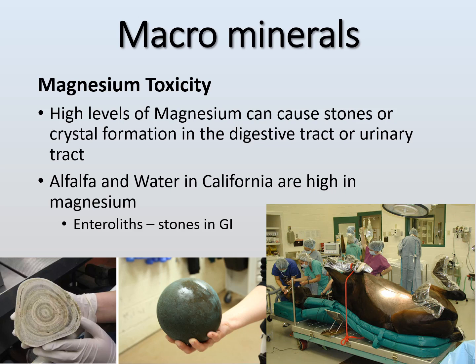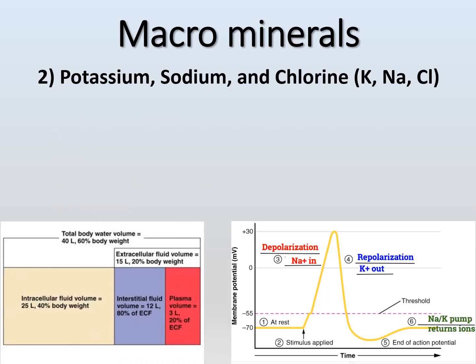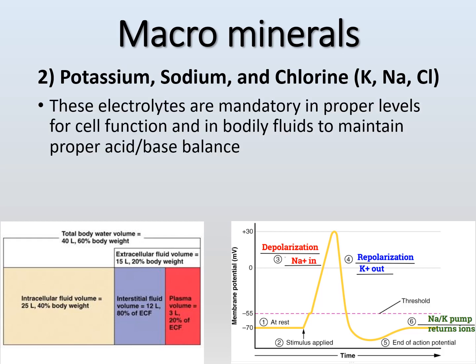They actually have to open up the abdomen, open up the intestines, and physically remove these giant stones from their GI tract. Unfortunately, I've seen quite a few of these surgeries done. It's a problem that we really only see out here in California. So it's kind of interesting. But that's the digestive tract. You can see urinary stones or urinary crystals as well from high levels of magnesium.